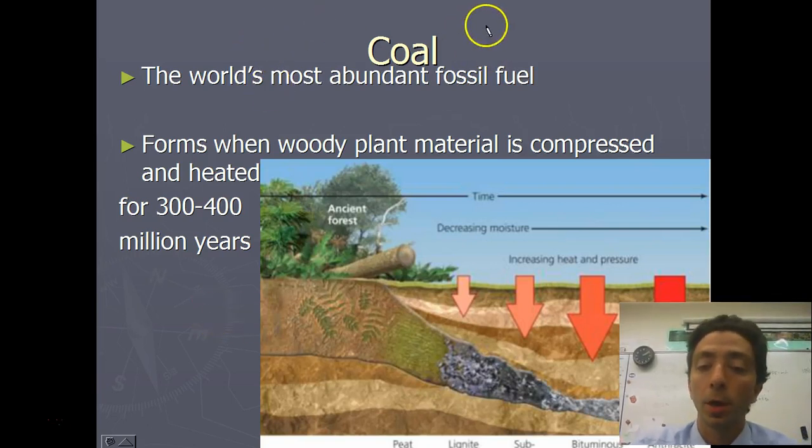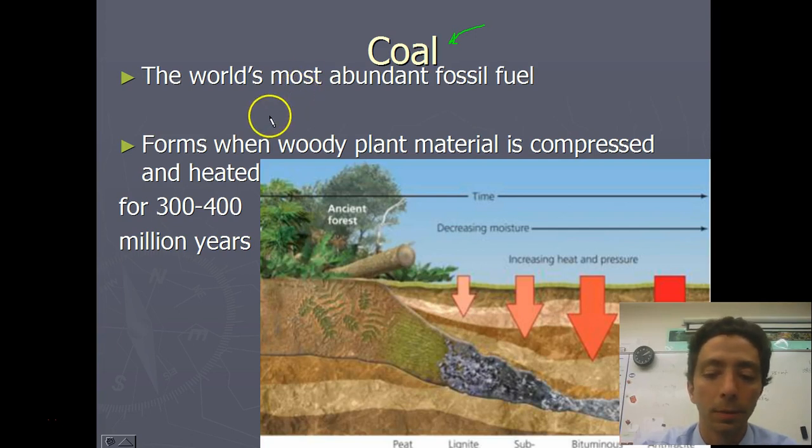This one is going to be on coal. We're continuing our non-renewable resources, so look for nuclear power to be the next one in this little series. But coal is the most abundant fossil fuel. It is found pretty commonly throughout the world, and we've been using it for a long time, since well into the 1800s at least.